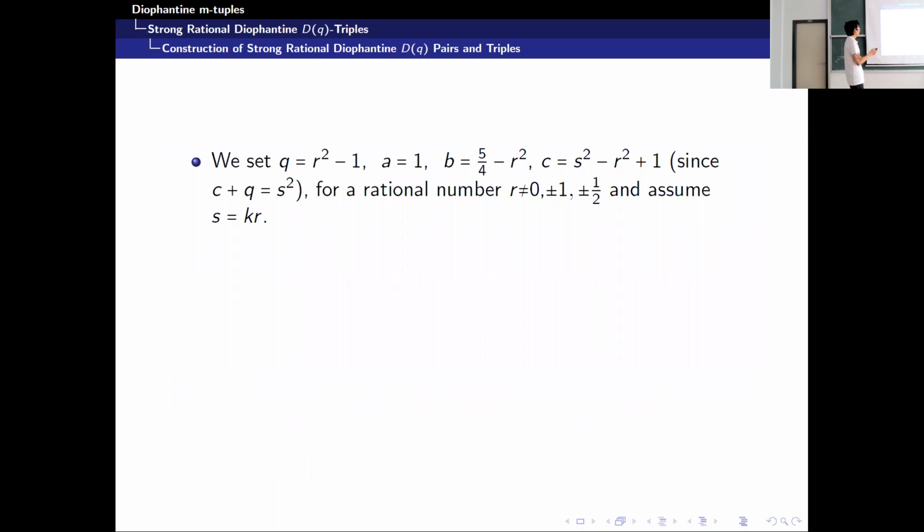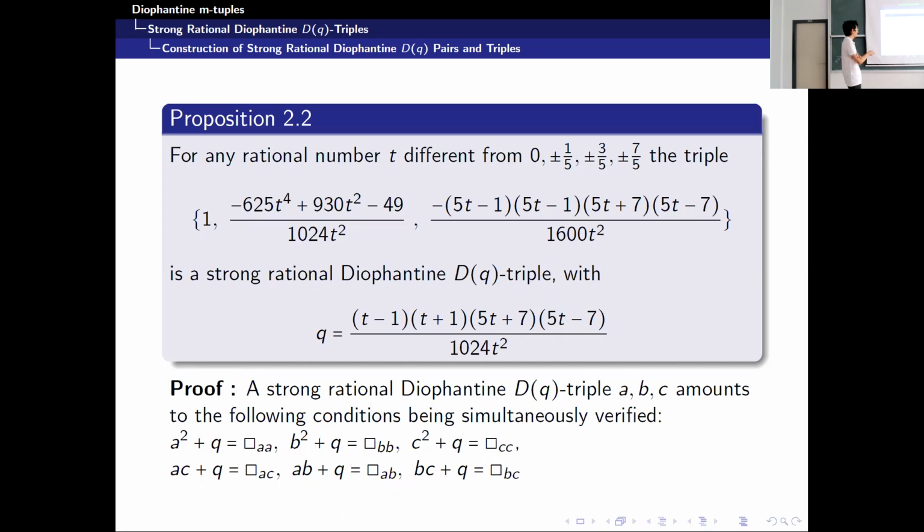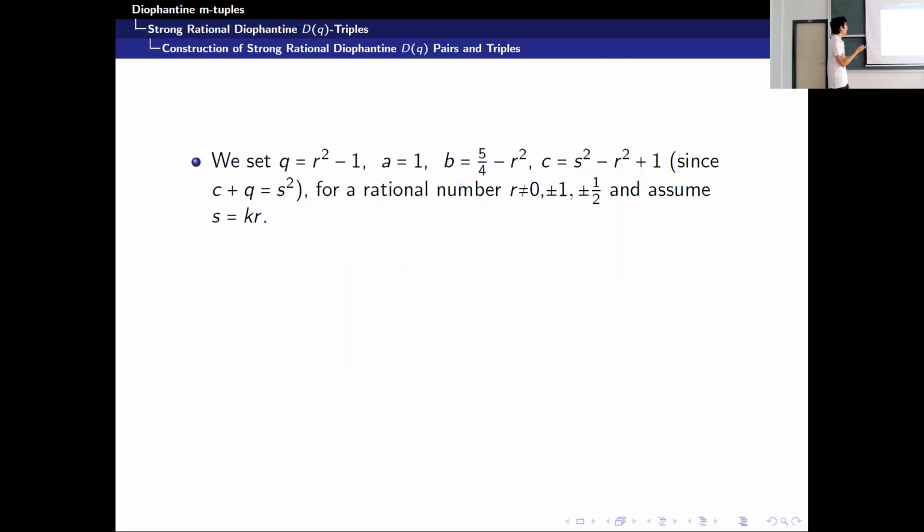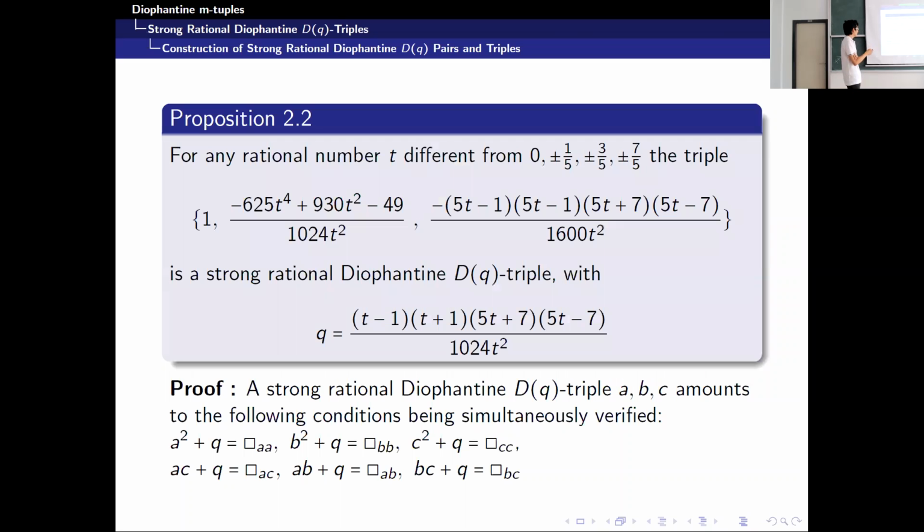And as I said, I know that Q is equal to R square minus 1, A is equal to 1, and B is equal to 5 over 4 minus R square, and B comes from the pairs actually. And I can say C is equal to S square minus R square plus 1, and that comes from this perfect square equation. And I assume S is equal to K times R. And from that parameterization, A square plus Q is automatically a perfect square. B square plus Q is a perfect square.